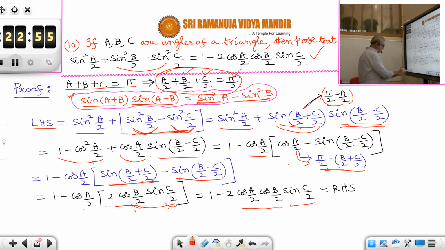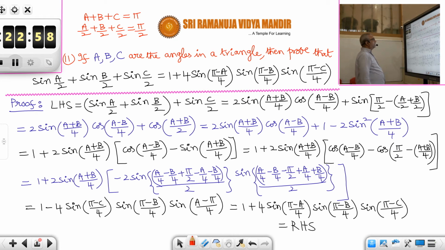Right, let us see the next question. Next identity, number 11. Again angles of a triangle. If A, B, C are the angles in a triangle, then prove that sin A/2 plus sin B/2 plus sin C/2 is equal to 1 plus 4 sin((pi minus A)/4) sin((pi minus B)/4) into sin((pi minus C)/4). You have to be careful here. On the left hand side, I am combining sin A/2 plus sin B/2, and sin C/2 will be waiting outside the bracket.